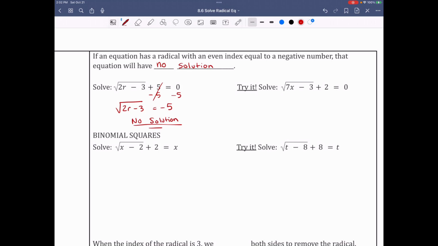All right, in your groups, you can just turn and talk for the try it, and then we'll come back and discuss it.